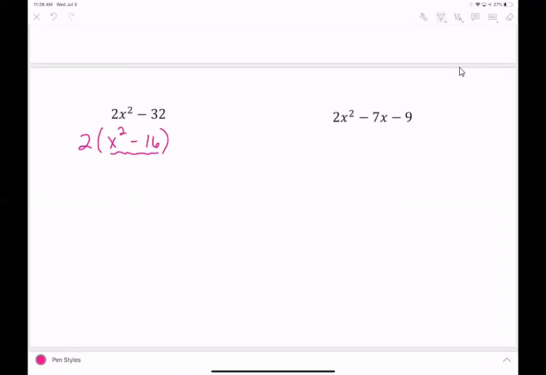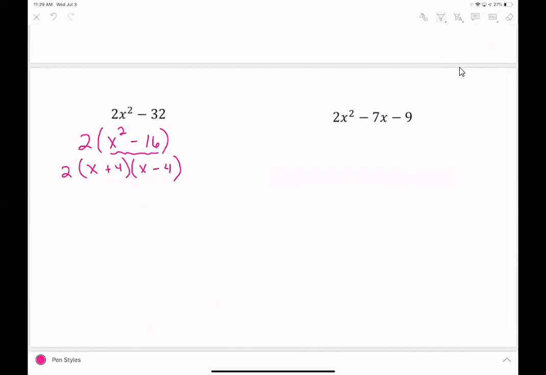Well, it's a binomial. Remember, you're going to check to see, is it a difference of two squares or a cube? I'm looking at my terms, and both terms are perfect squares, so we can factor this into conjugates. Bring your 2 down. We're going to take the square root of each term in the parentheses, which will be x plus 4, and then the second parentheses will be x minus 4. And if you need to check, you can multiply the parentheses out and then multiply by the 2 to get what we started with.